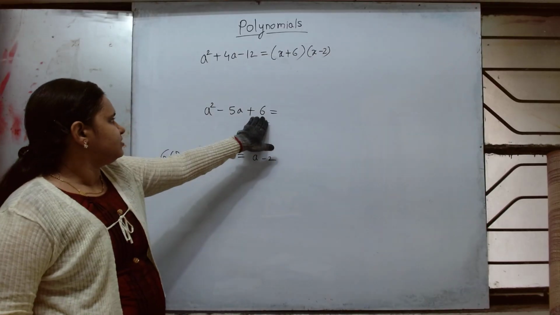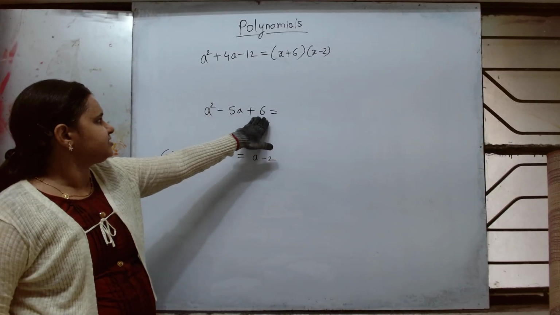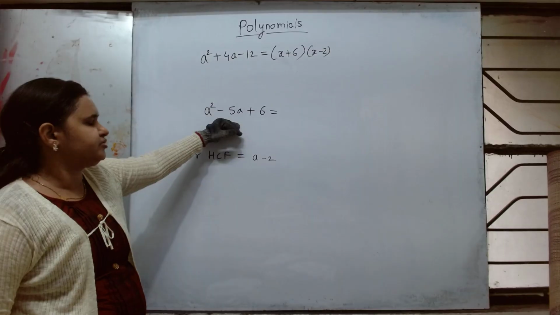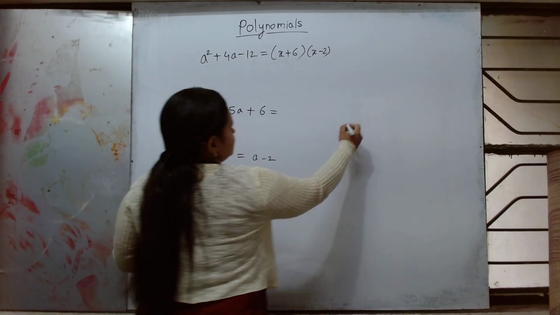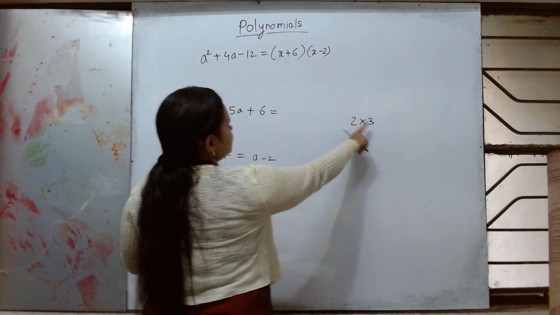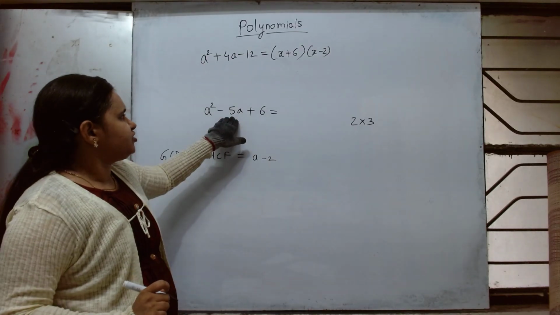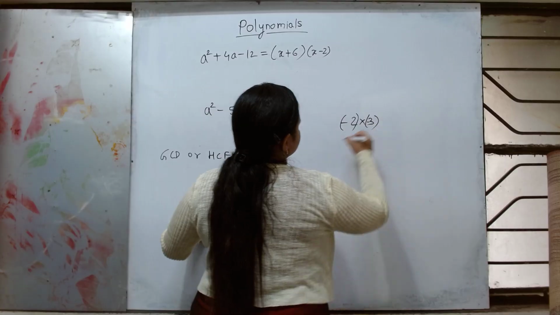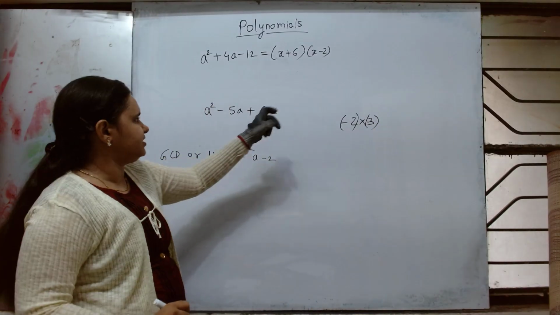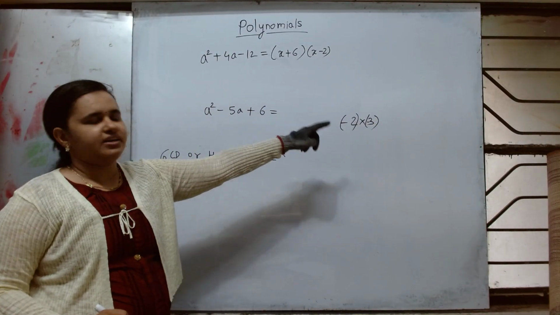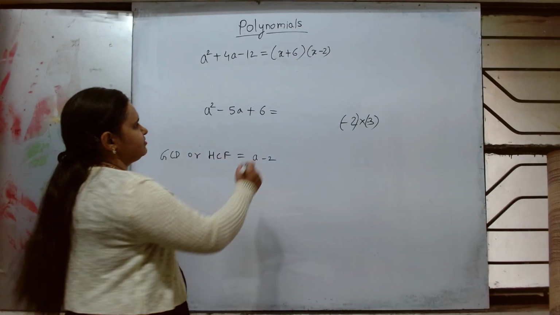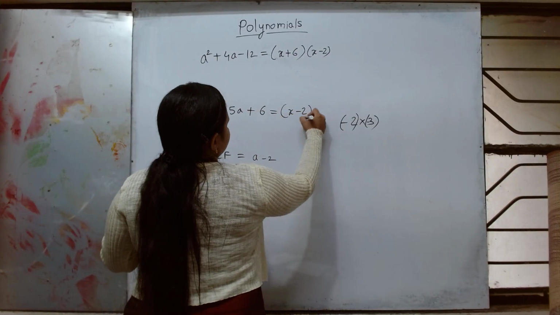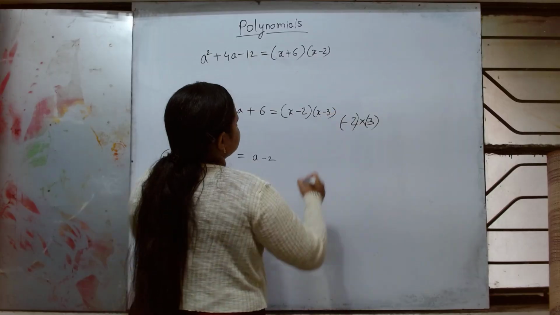Now again, we need numbers whose multiplication should be 6 and sum should be minus 5. The two numbers are 2 and 3: 2 threes are 6, and for minus 5 we take minus 2 and minus 3. Minus 2 into minus 3 is plus 6, and minus 2 minus 3 is minus 5. So the factors will be x minus 2 and x minus 3.